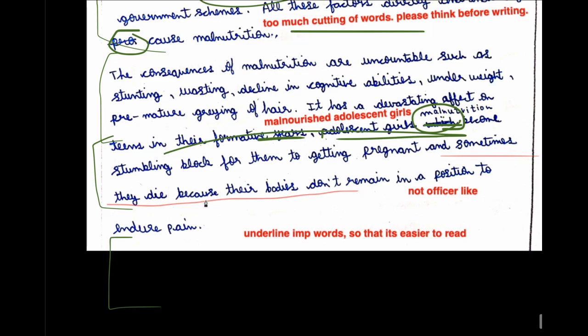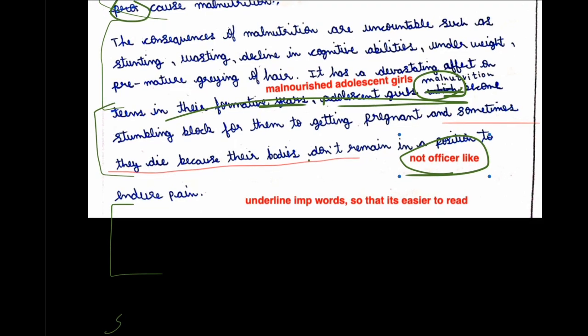And sometimes they die because their bodies don't remain in a position to endure pain. I mean, this is not how an officer would express himself. You need to be more mature in the way you write. And this maturity is called the power of expression.